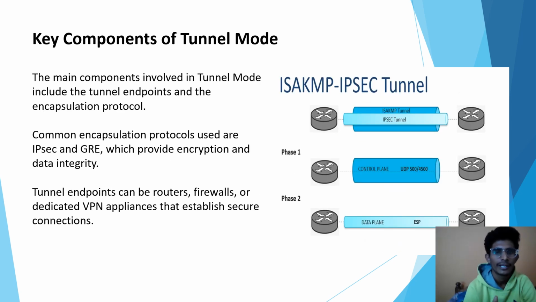Now the key components of tunnel mode. The main components involved in tunnel mode are the tunnel endpoints and the encapsulation protocols. Protocols are sets of rules or algorithms for how two entities communicate on the network. The common encapsulation protocols used are IPsec and GRE, which provide encryption and data integrity. Tunnel endpoints can be routers. Why are we using routers? To transfer the packets from one point to another.